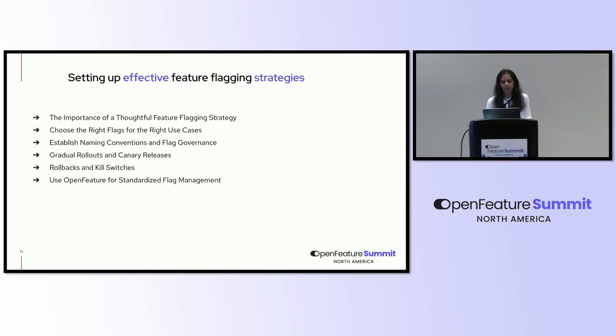The second, I will go a bit quickly: choose the right flags for the right use cases. Explore the feature flags; for example, we have release flags, experimental flags, and operational flags. You can provide the flags the way you want. The next is to establish naming conventions and flag governance. To avoid confusion and ensure easy management, it's crucial to establish naming conventions and governance guidelines for the feature flags.